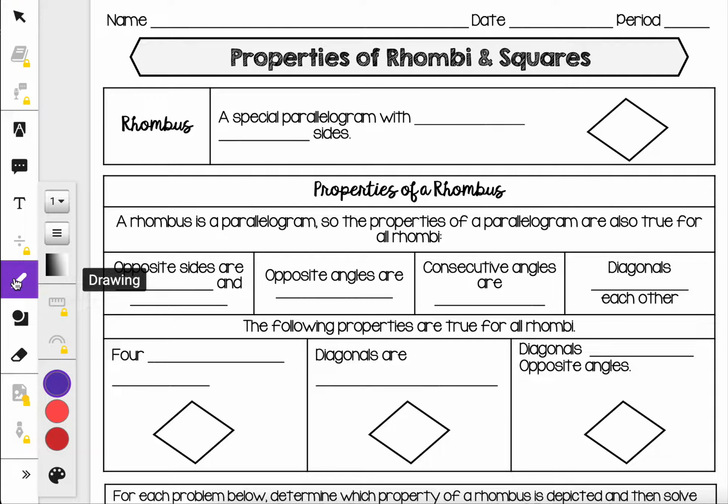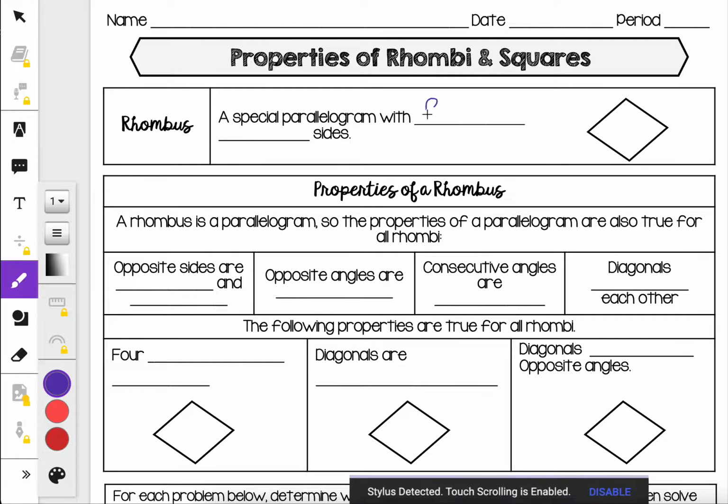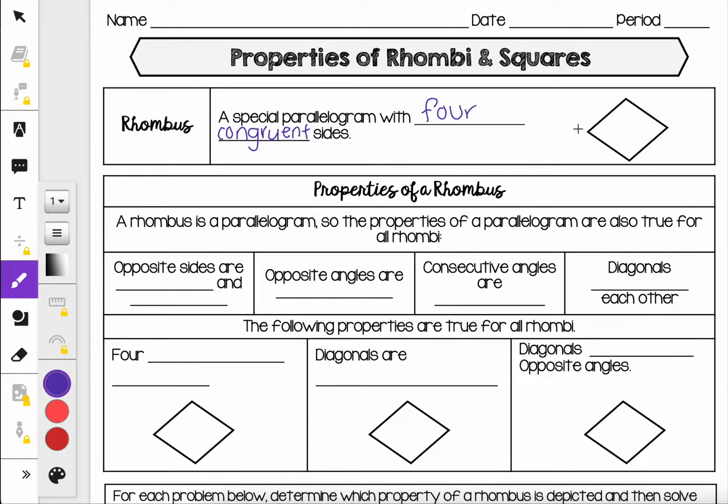Hi everyone, today's lesson is on the properties of rhombi and squares. So we are still talking about special parallelograms, and the first one we're going to talk about is a rhombus. A rhombus is a special parallelogram with 4 congruent sides. So every single side is going to be congruent to each other.